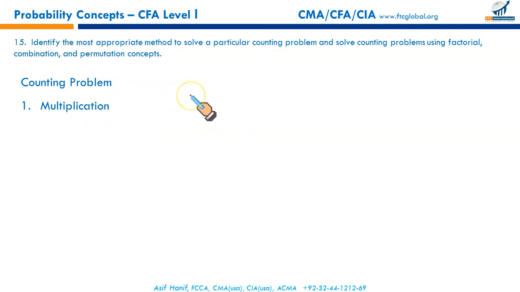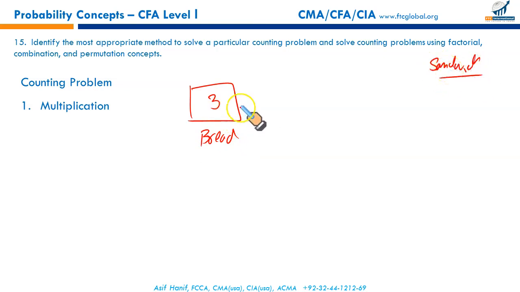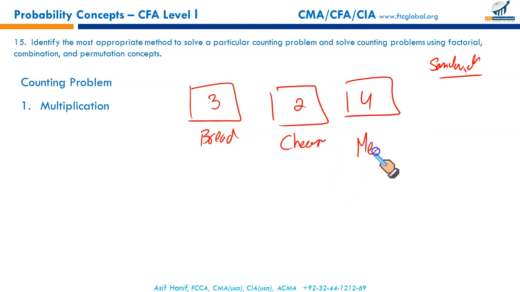Multiplication counting is used when there are two or more groups. For example, I have three choices of bread. I want to make sandwiches, by the way. So I have three breads to select from. I have two choices of cheese. I have four choices of meat, chicken, beef, mutton, etc., or fish maybe. And I have three choices of sauce. Now, how many different sandwiches are possible?